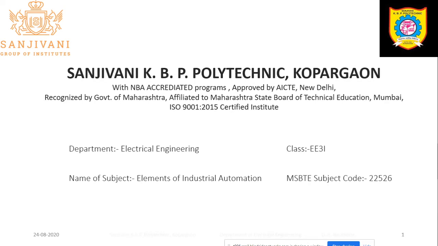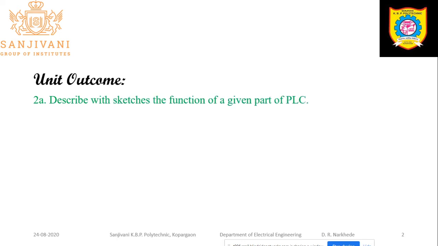Okay, so now in today's lecture we will discuss the unit outcomes which are expected from your side after completion of the curriculum of this second unit. That is, you should be able to describe with a sketch the function of a given part of the PLC. PLC stands for Programmable Logic Controller. Now PLC has different parts. It has the input module, output module, processor unit, and power supply. So there are different parts of the PLC.